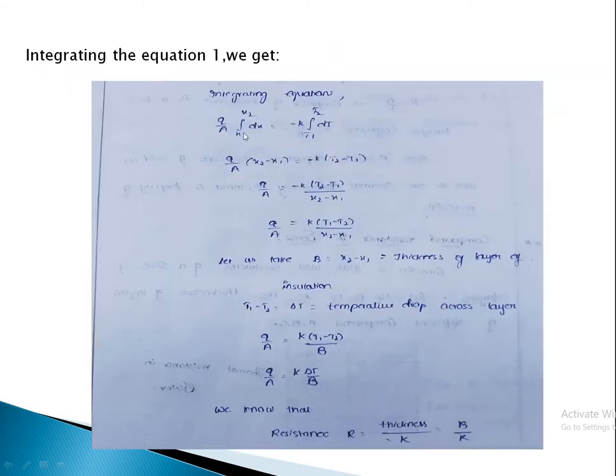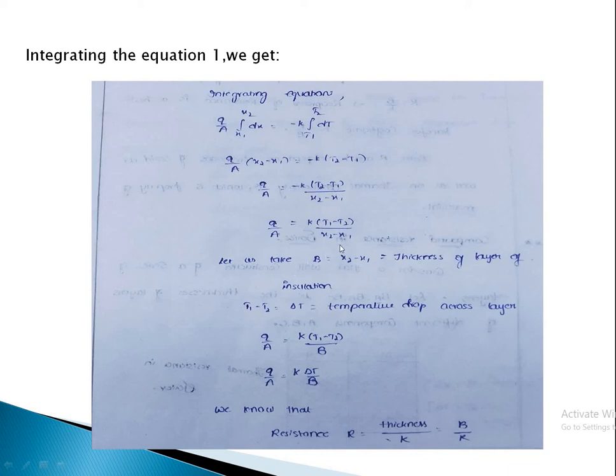After applying the integration, the equation becomes Q by A into x2 minus x1 equals minus K into t2 minus t1. Now this can be written as Q by A equals minus K into t2 minus t1 by x2 minus x1. The negative sign can be removed by changing this to t1 minus t2 into K, because t2 minus t1 equals minus into t1 minus t2, and minus into minus becomes plus.